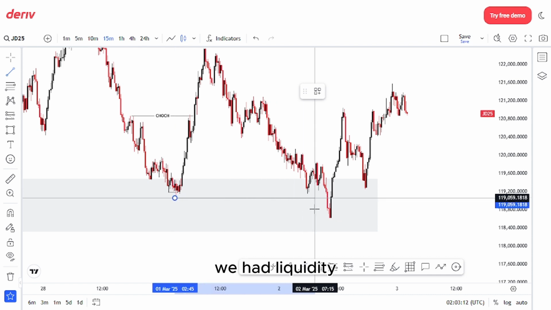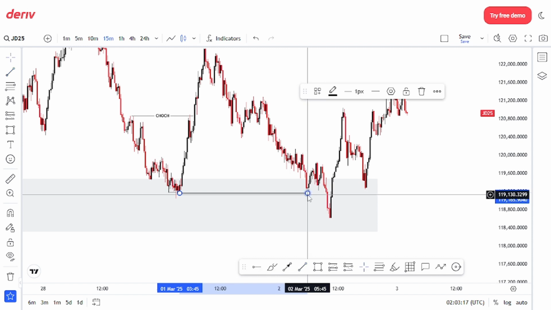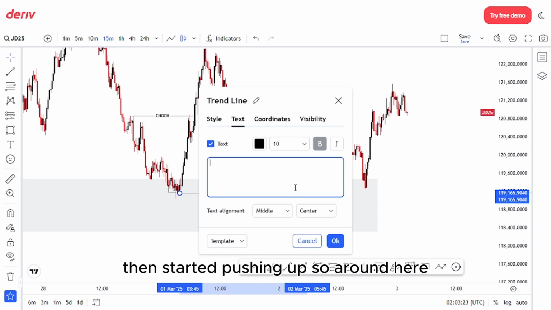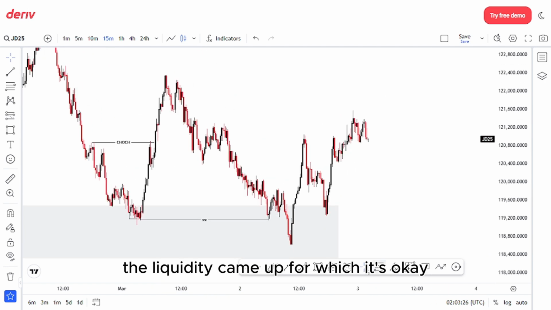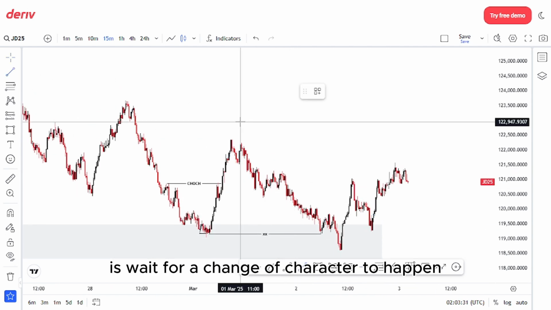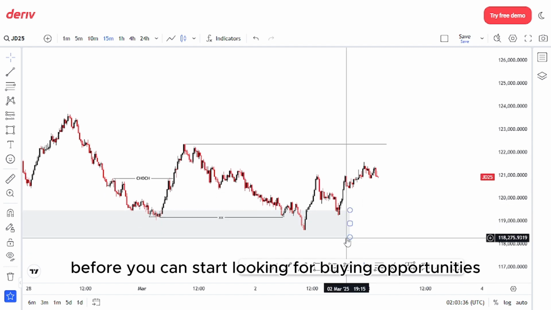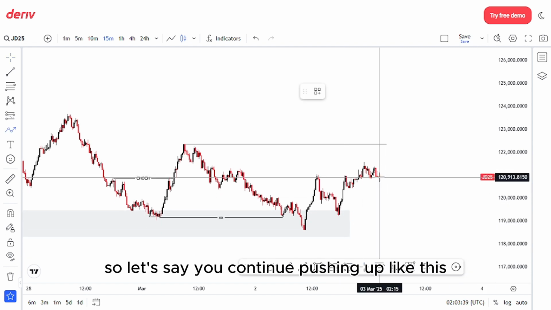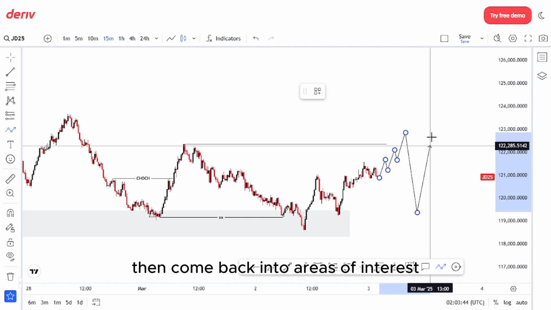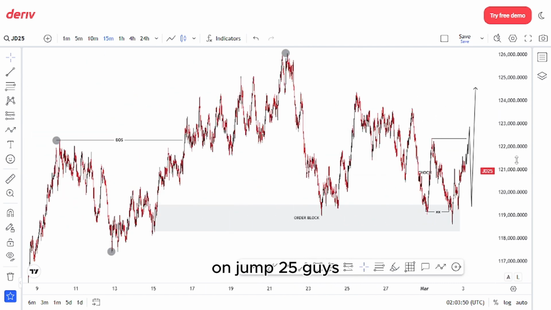As you can see here, we had liquidity, relatively equal lows around this point here. That is why the market took us out impulsively, then started pushing up. So around here, the liquidity came up, which is okay. What you need to wait for now is a change of character to happen, of which this is the highest point that you can expect the market to take out before you can start looking for buying opportunities. So let's say you continue pushing up like this and get a change of character, then come back into areas of interest, then that is when you can start looking for those buys on Jump 25, guys.